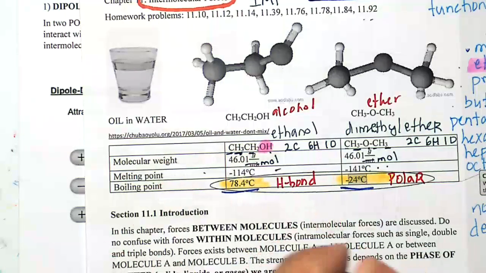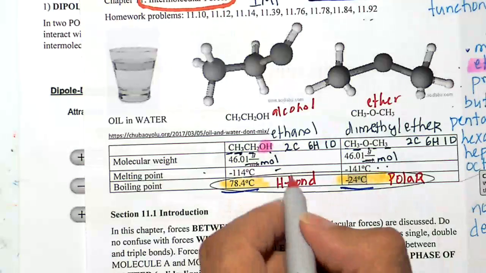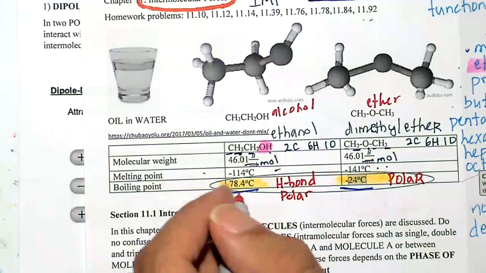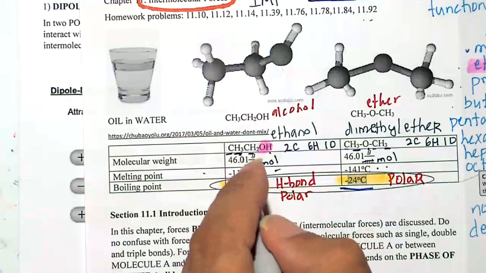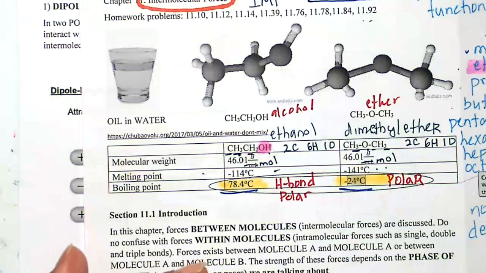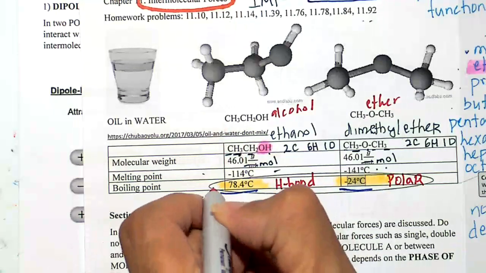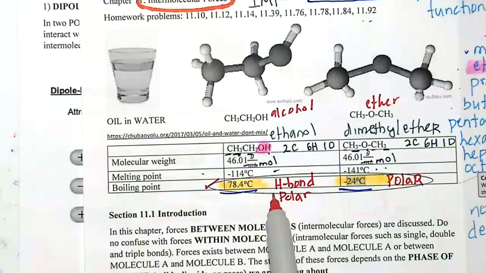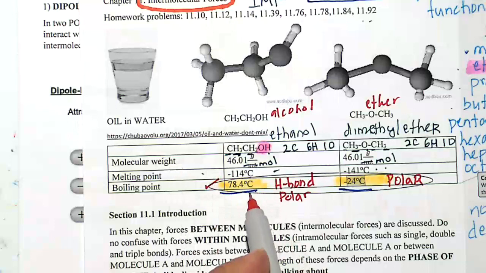So which is stronger, hydrogen bond or polar? They're both polar, by the way. This is also polar. Okay, but this is just polar. This is polar and a special type of polarity called hydrogen bond. So which is stronger? Hydrogen bond is much stronger. Okay, so this is the reason why ethanol has such a higher boiling point, because it takes a lot to get it to boil. One ethanol molecule with another ethanol molecule with another ethanol molecule are all hydrogen bonded together.